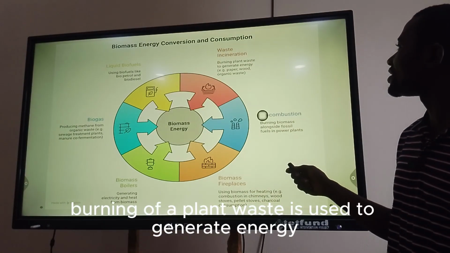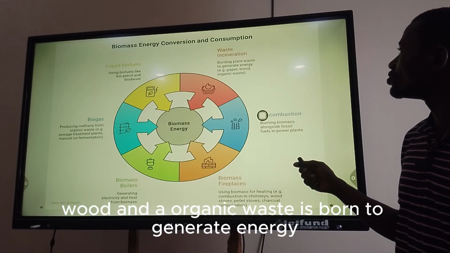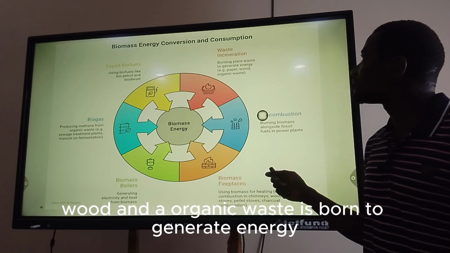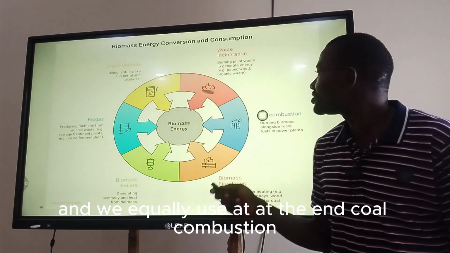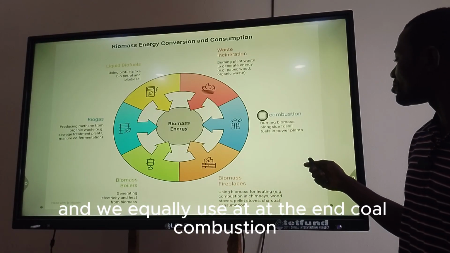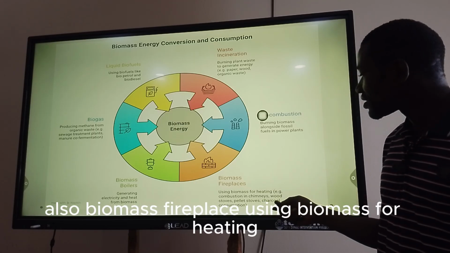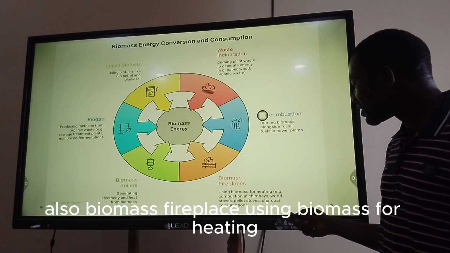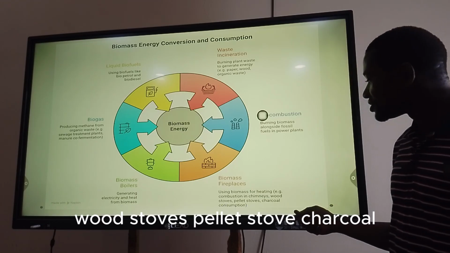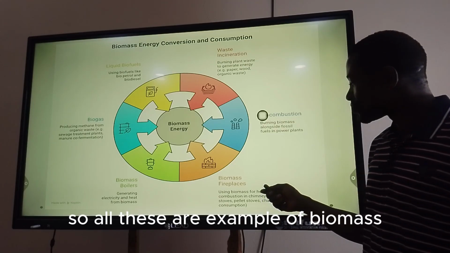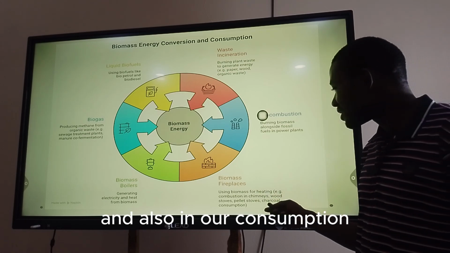For instance, burning of plant waste is used to generate energy. Example, paper, wood, and organic waste is burned to generate energy. So through that, we convert it and we equally use it at the end. Co-combustion, burning biomass along with fossil fuel in a power plant. Also, biomass fireplace, using biomass for heating. Example, combustion in chimneys, wood stoves, pellet stoves, charcoal consumption. So all these are examples of biomass. We use it in the conversion and also in our consumption.